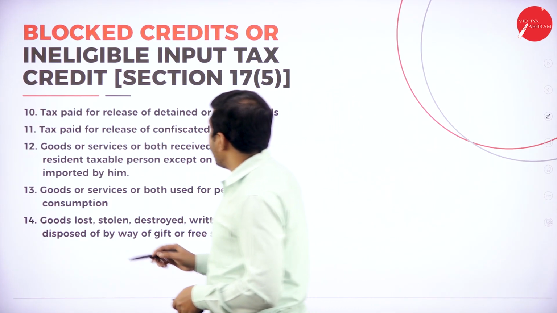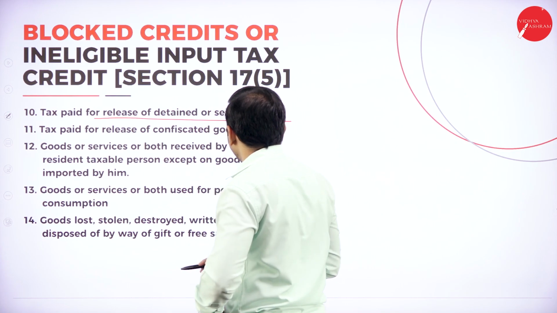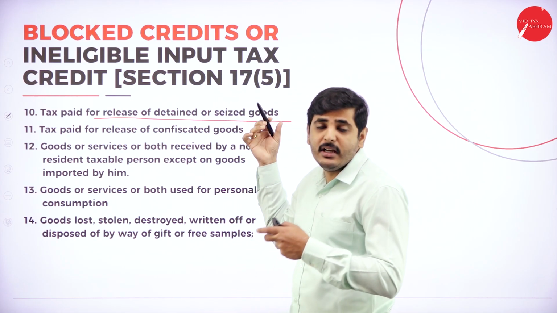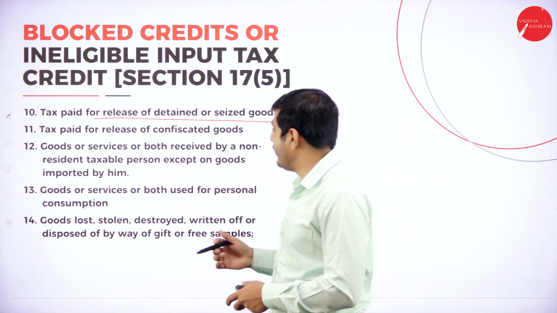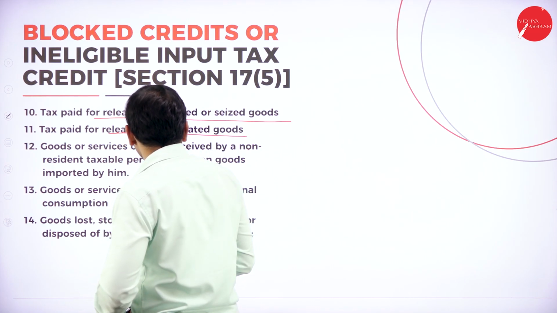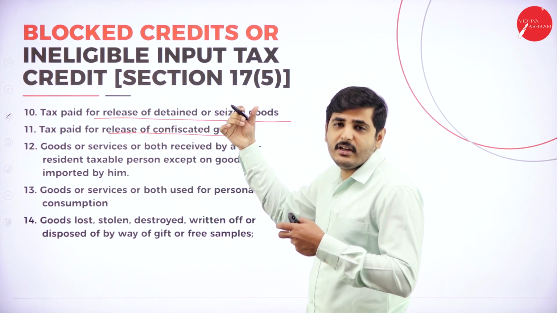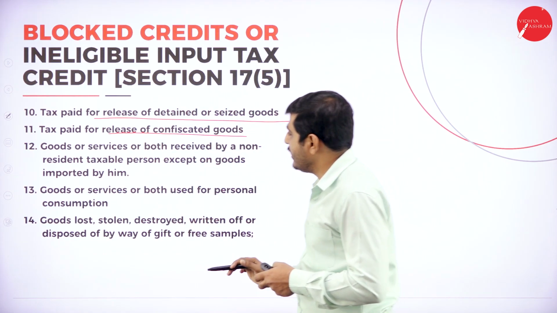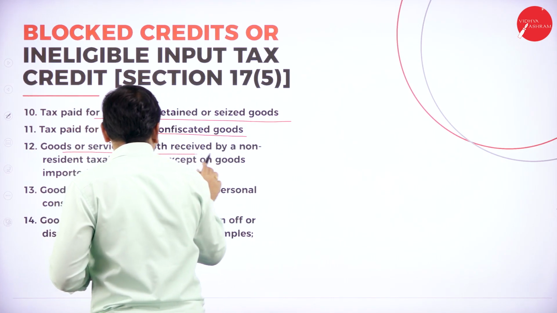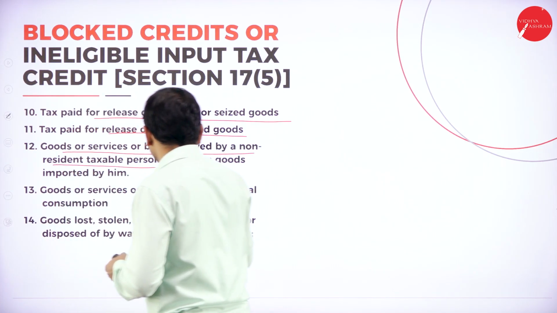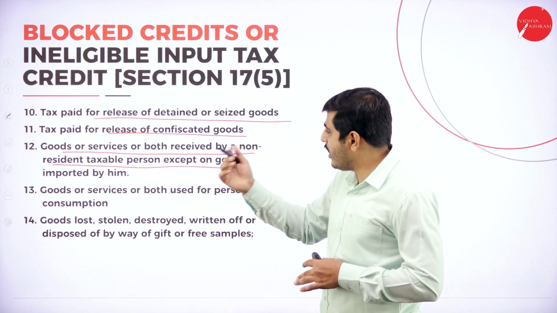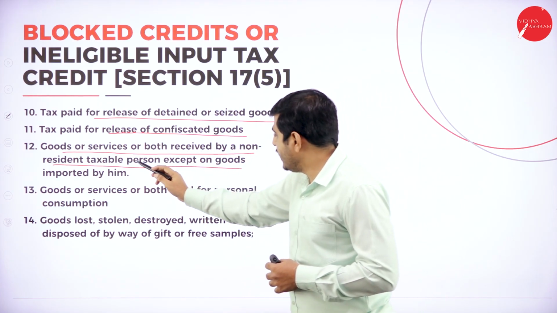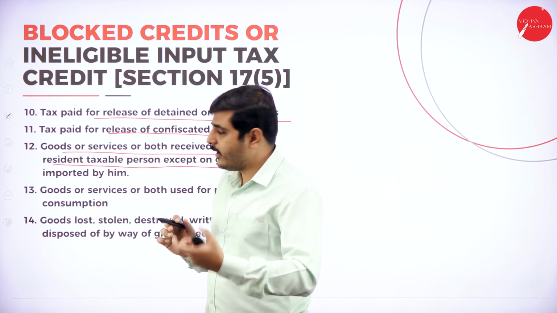Next point, tax paid for release of detained or seized goods. If I paid tax for detained or seized goods to the government, then also ITC is not available. Tax paid for release of confiscated goods, again the same: if the goods have been confiscated by the government, ITC is not available. Next point, goods or services received by a non-resident taxable person. If I am sending goods to a non-resident taxable person, this person cannot get the input tax credit.